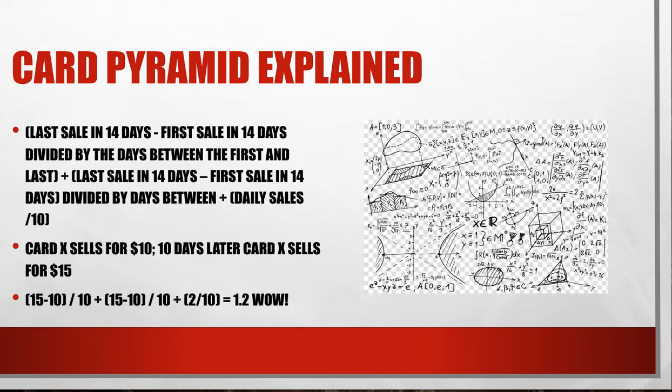Well, what does that mean on the pyramid? How far is that card going up? Well, let me show you. We take 15 minus 10, we divide that by 10, and then we add that to 15 minus 10, divided by 10, and then we add that to 2, divided by 10, and wow! 1.2. 1.2 on the pyramid scale. Man, that pyramid scale, you've got to pay attention to the pyramid scale. It is what's going to rank everything.